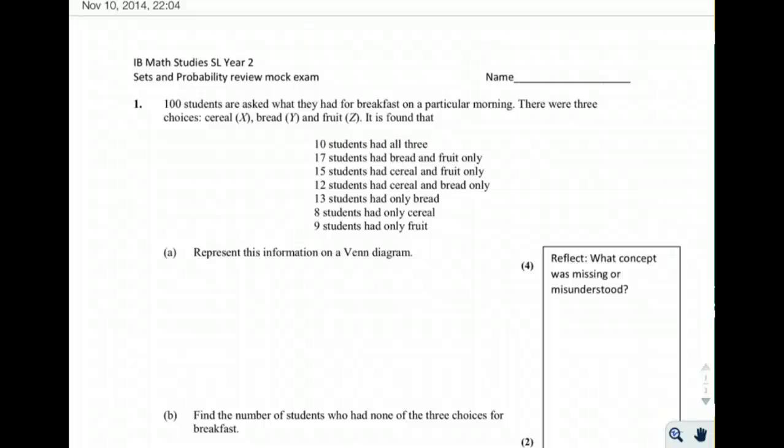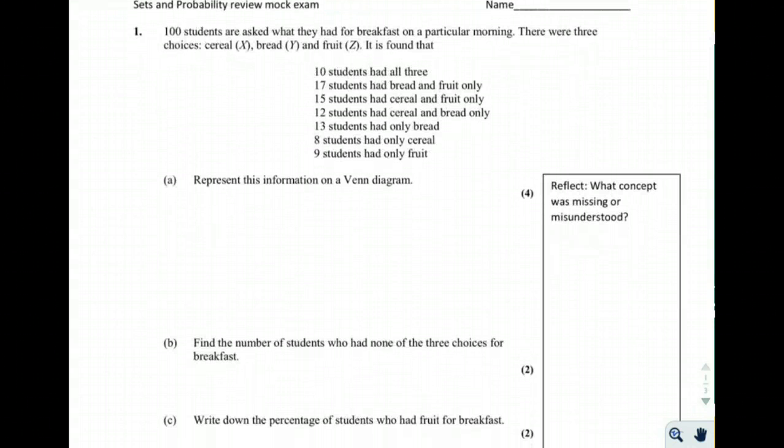Okay, this is the solutions for the sets and probability review mock exam. Number 1: 100 students were asked what they had for breakfast on a particular morning. There were 3 choices: cereal, bread, fruit. It is found that, and it lists a bunch of characteristics of this distribution. Represent this information on the Venn diagram.